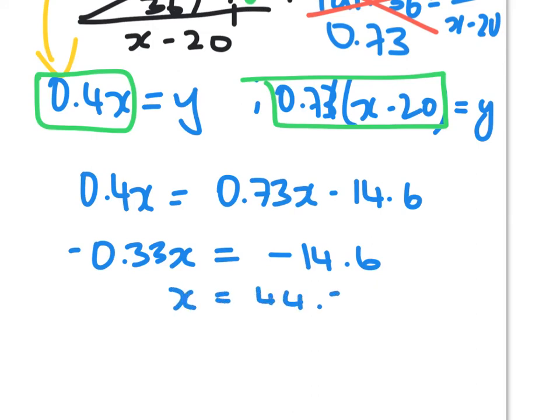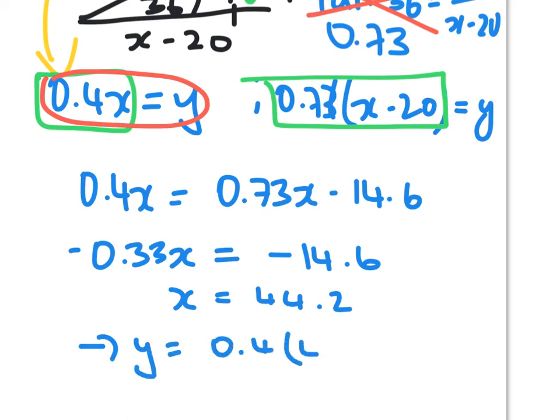Now that 44.2, that's not the height of the building which we were asked to find. That's actually the distance that the woman was standing from the building at the beginning. But look, if you know x, we know by going back up here, look, to find y is just 0.4 times x. So that means that y equals 0.4 times 44.2, which equals 17.68. Okay? So 17.68 meters is the height of the building. There we go.